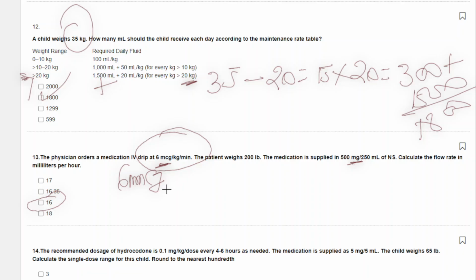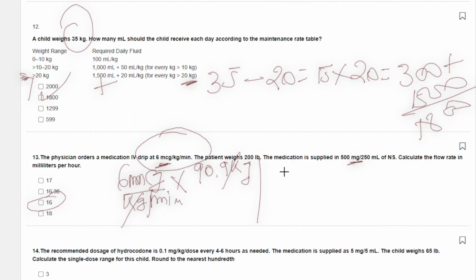So what I did, step number 1, I'm going to take 6 microgram per kilogram per minute, and I multiply that by the weight in kilogram. My weight is 200 pounds divided by 2.2. Now I got 90.9. Once you do that, that kilogram and that kilogram will cancel out, correct? So next, in the second step, multiply that by 6.